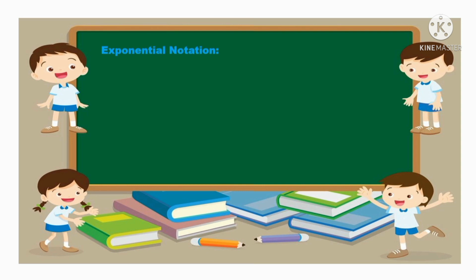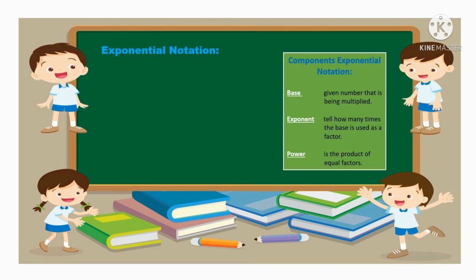Here let us review exponential notation. There are some components also of an exponential notation. They are the base, exponent, and power. The base is a given number that is being multiplied. The exponent tells how many times the base is used as a factor. Power is the product of the equal factors.